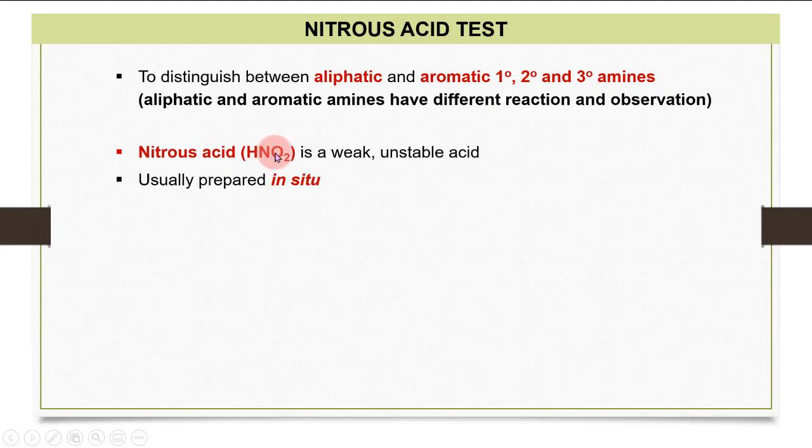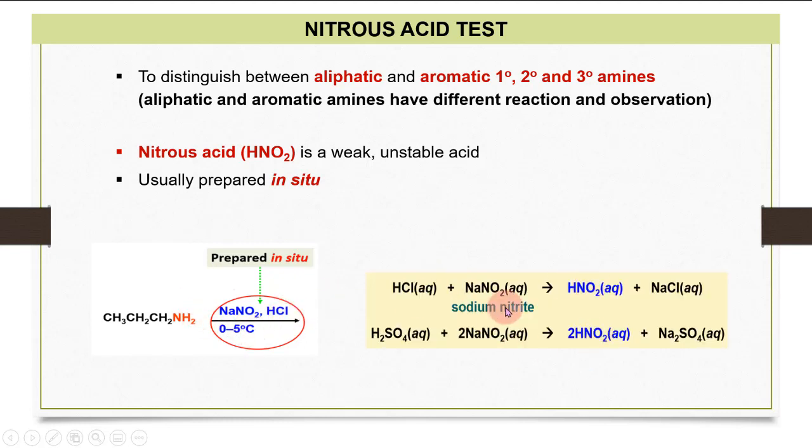Nitrous acid has the formula HNO2, which is a very weak acid and very unstable. So usually we prepare it in situ, which means you prepare it on the spot. We use this combination of reagents and conditions: NaNO2 together with an acid, HCl or sulfuric acid, at a temperature of 0 to 5 degrees Celsius. As long as you can get the nitrous acid, you can use either HCl or H2SO4. Alright, so let's look at the primary aliphatic amine.